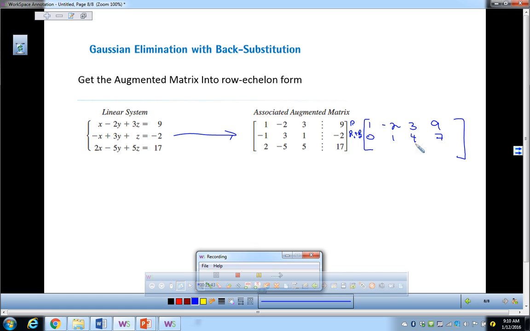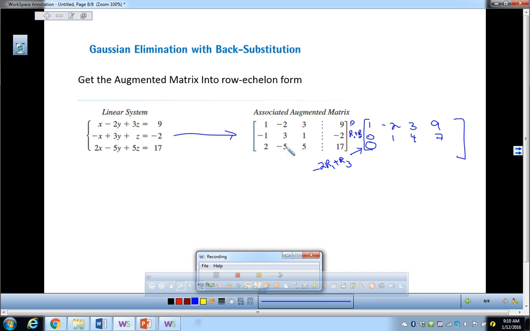What should I do for this row if I want to get a zero down here? What could I do to get a zero where the two was? Multiply this top row by negative two and add it to three. So this row right here is going to be negative two times row one plus row three. Everyone good with that? Good. So I'm going to take this row, multiply by negative two, and add it to row three to make this into a zero. That gives me a zero here.